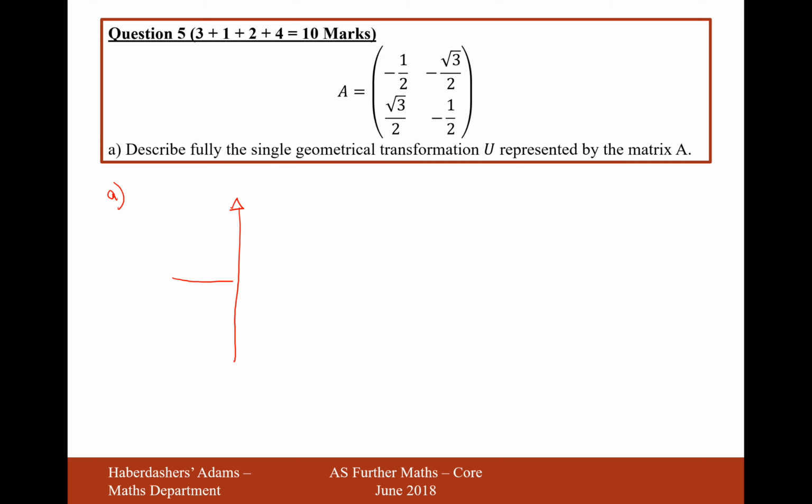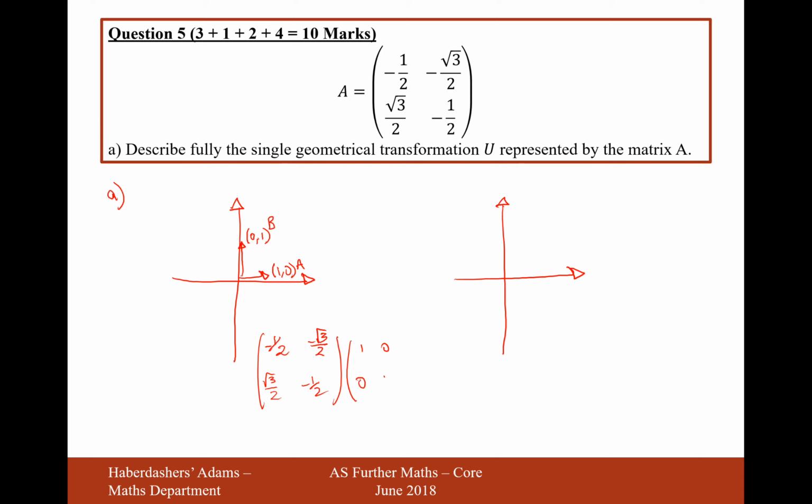What I'm going to do is set up two grids, and on the first grid I'm going to take the coordinates 1, 0. I'm going to call that coordinate A, and coordinate 0, 1 I'm going to call coordinate B. Now I'm going to apply this transformation matrix, minus a half, minus root 3 over 2, root 3 over 2, minus a half, to this set of coordinates, A then B, so 1, 0 and 0, 1.